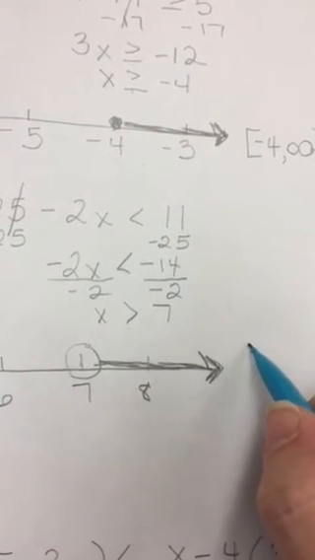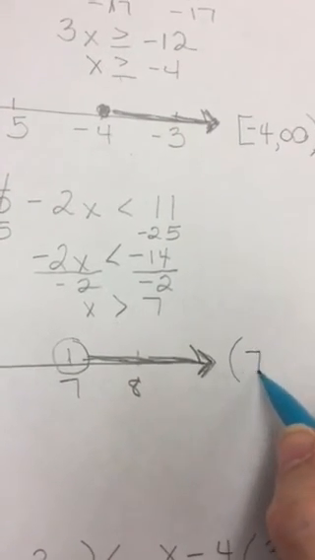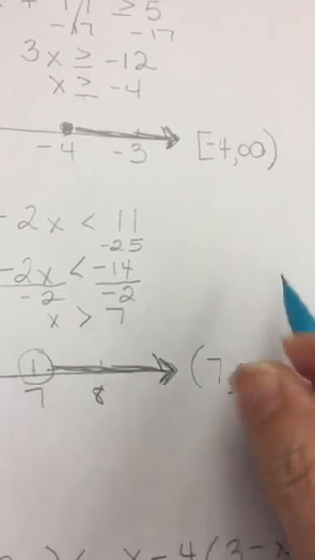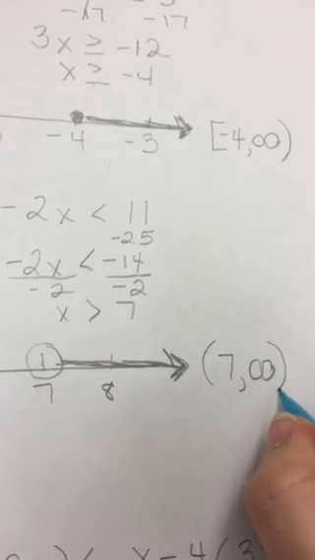And my interval notation will be a parenthesis because 7's not included. And then I continue infinitely with, just like the last one, another parenthesis.